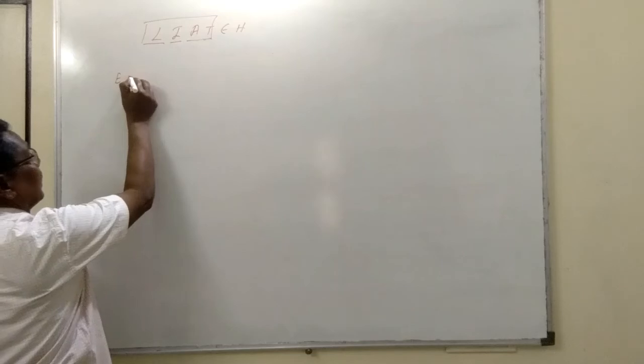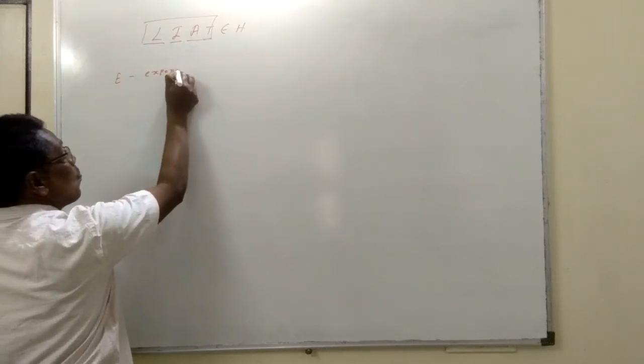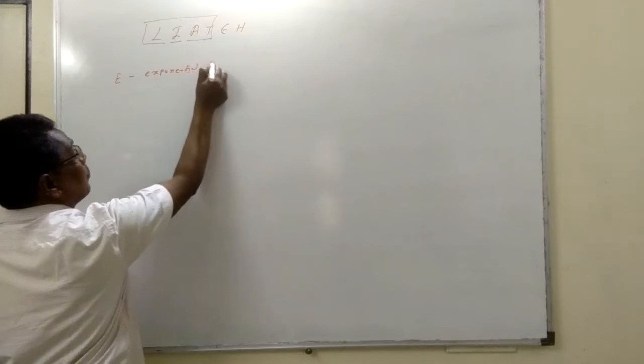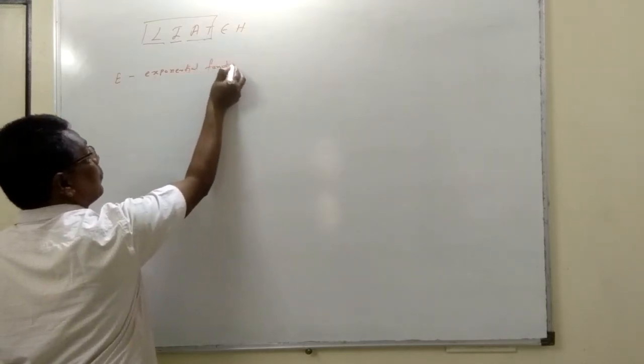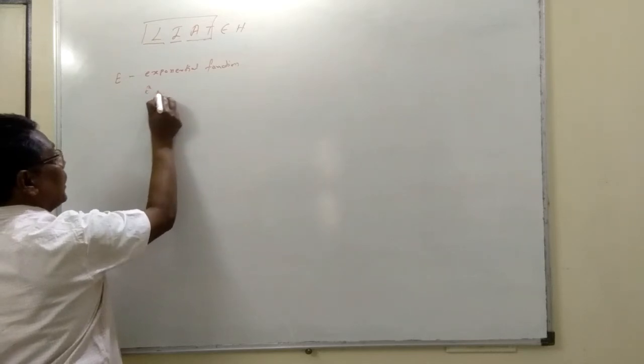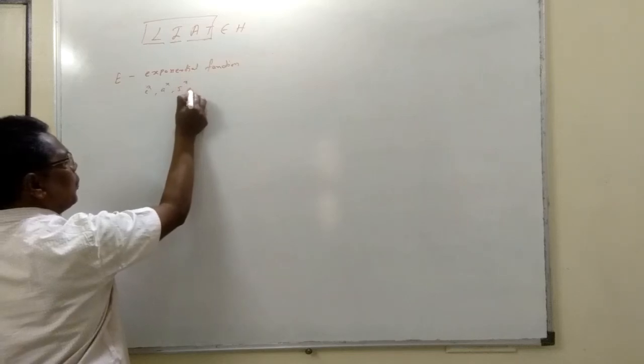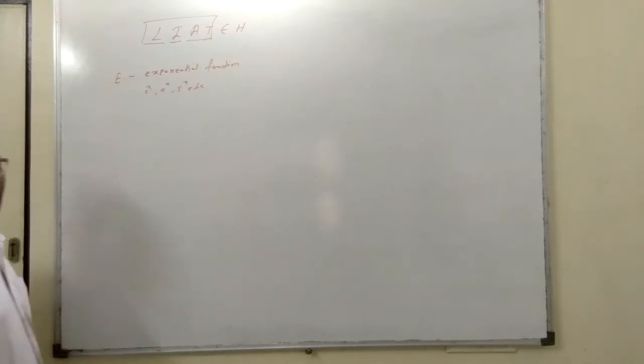So E, that is the exponential function. Exponential function e raised to x, a raised to x, a is any constant, 5 raised to x, etc. These are the exponential functions.